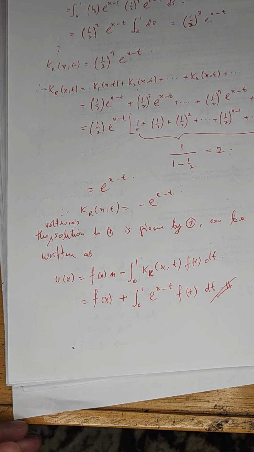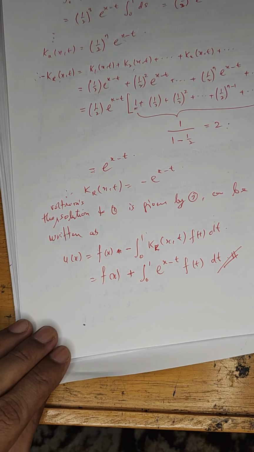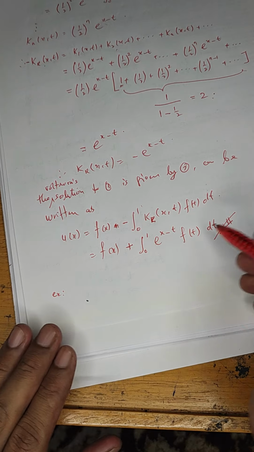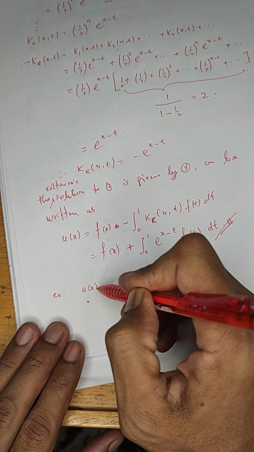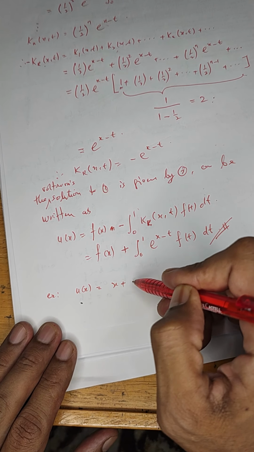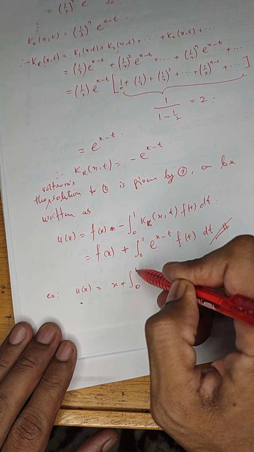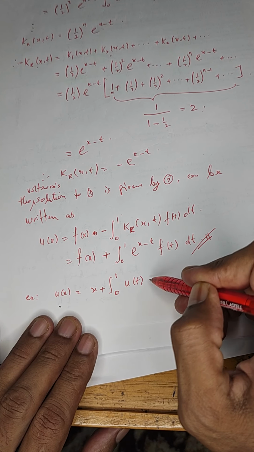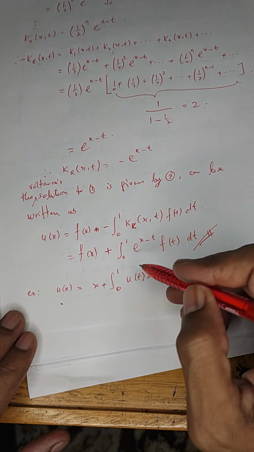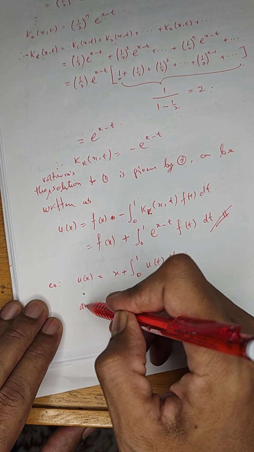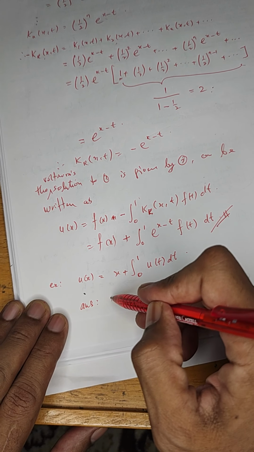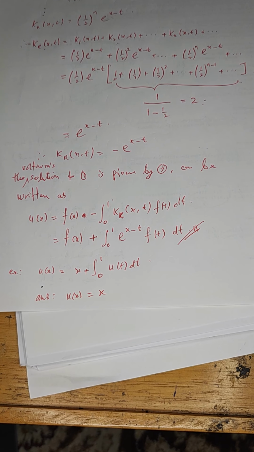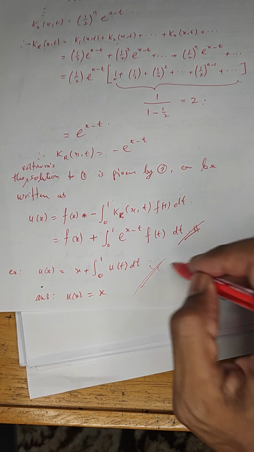As an exercise, you can try this. Given u(x) as x plus the integral from 0 to 1 of u(t) dt, you can find the answer is given as u(x) equal to x. So you can try this as an exercise.